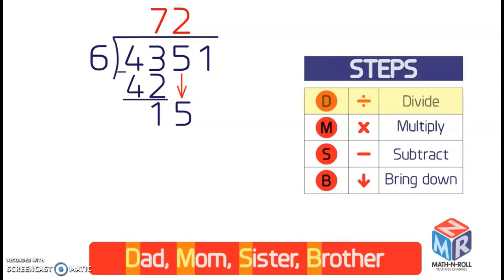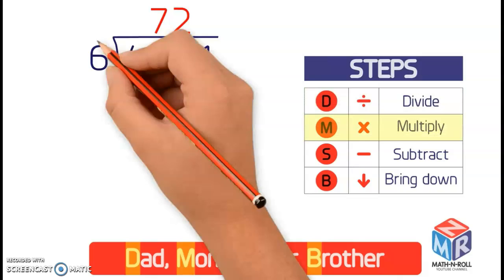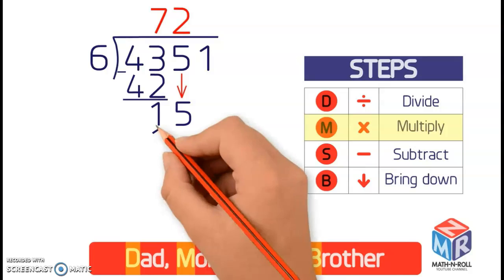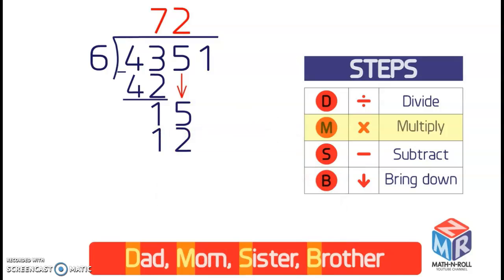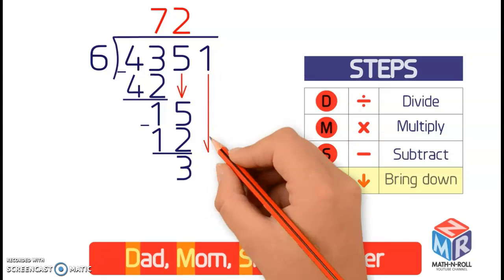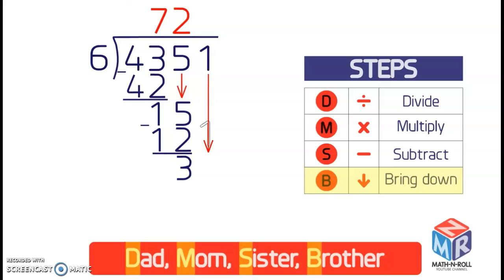So write the 2 above the 5, and then multiply 6 by 2 to get 12. Write the product under 15. Subtract 12 from 15 to get 3. After you subtract, the result should be less than the divisor. 3 is less than 6, so it's okay. Then bring down the next number, 1, to make the new number 31. Another cycle is complete, so begin the next cycle by asking how many times 6 goes into 31.